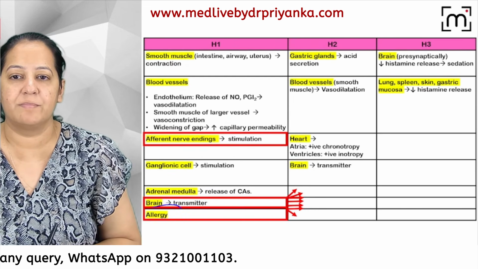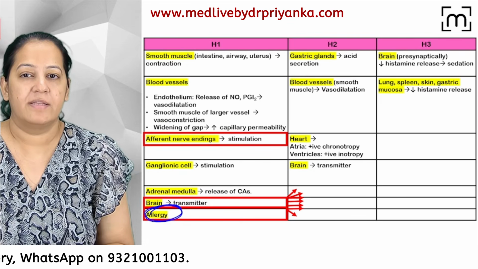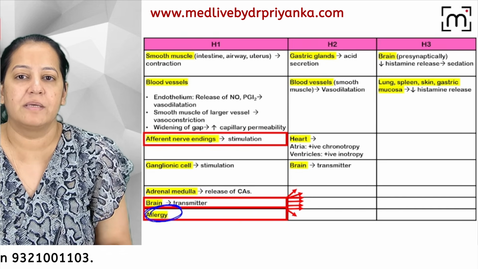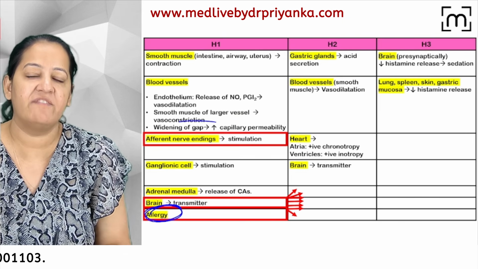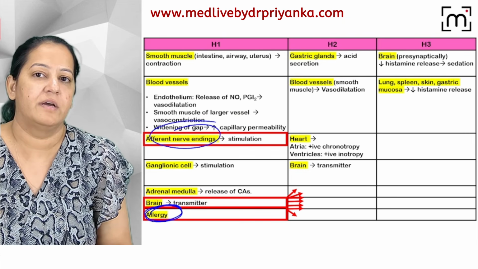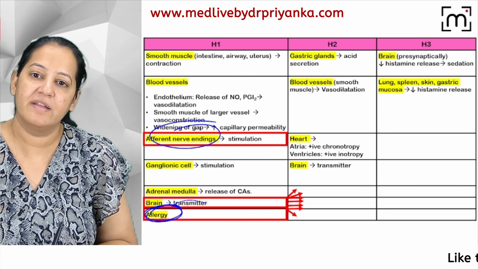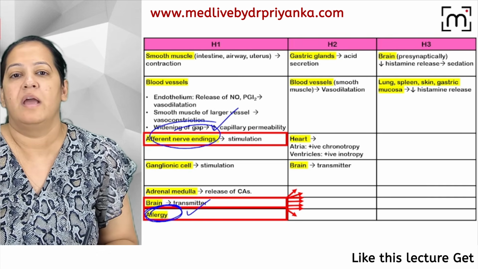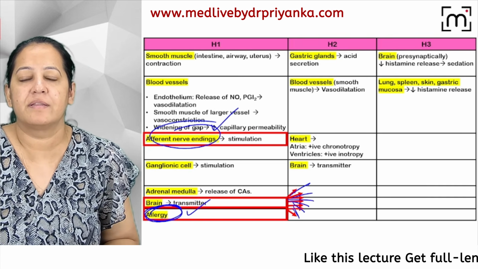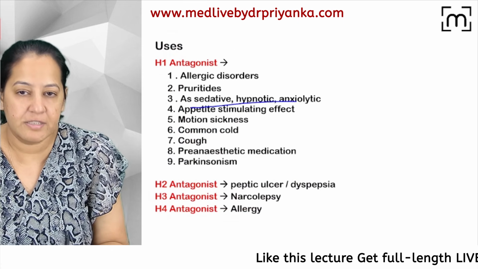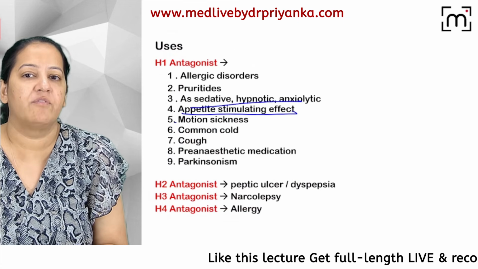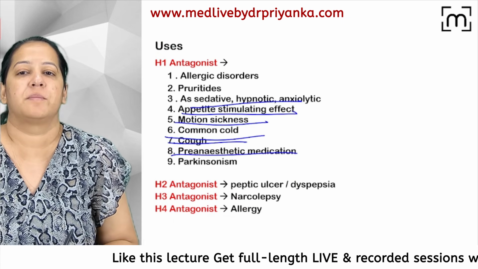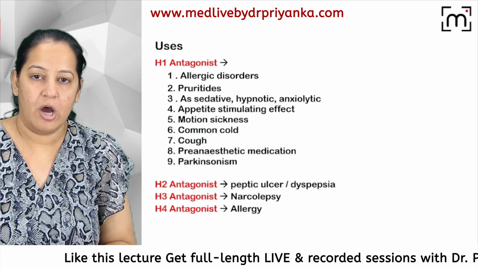You can see the first one is based on allergy, anti-allergy. The second one is based on sensory nerve stimulation, that is itching. If the person is having itching, give an antihistaminic, the itching will subside. If the person has an allergy, give an antihistaminic, the allergy will be controlled. So anti-allergic action, anti-pruritic action. And based on the brain, there are 7 actions: insomnia, appetite stimulation, motion sickness, common cold, cough, pre-anesthesia, and Parkinsonism.